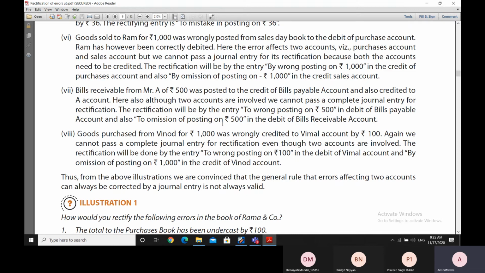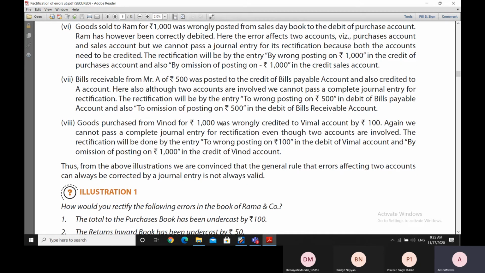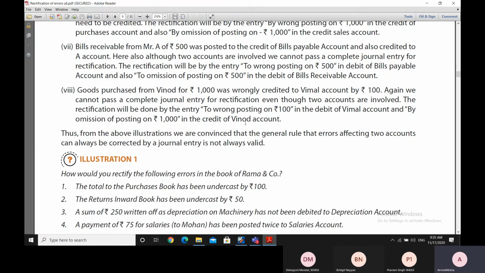The next one is the goods purchased from Vinod for 1000 rupees was wrongly credited to Vimal account by 100. Now goods which were purchased from Vinod, they were purchased for 1000 rupees, but they were wrongly credited to Vimal account by 100 rupees.